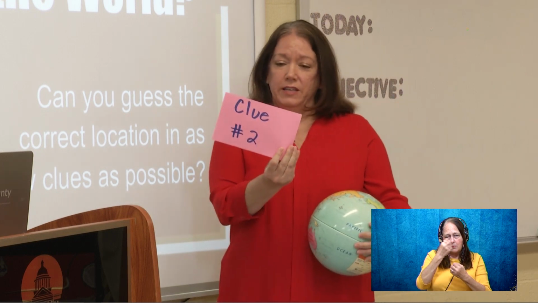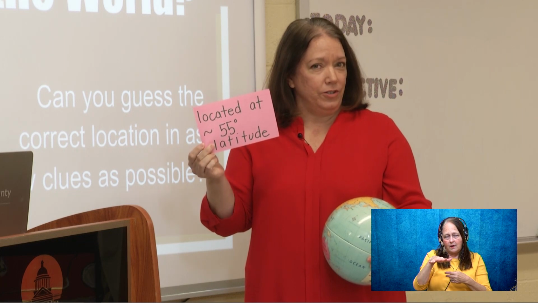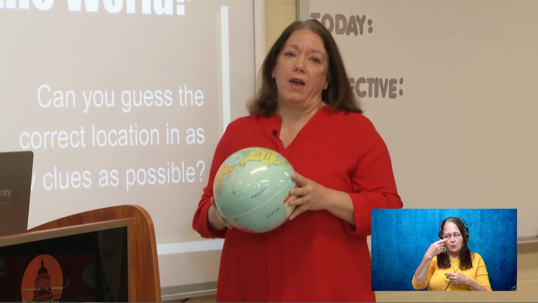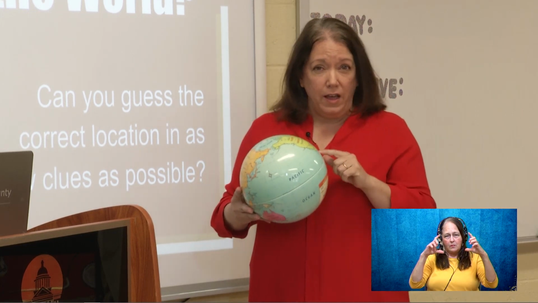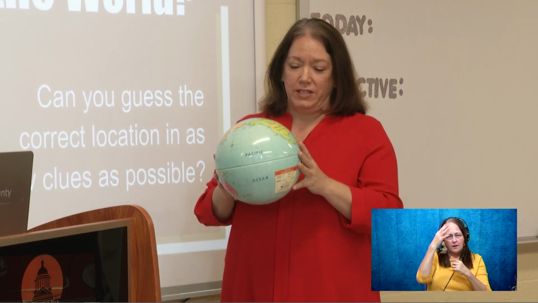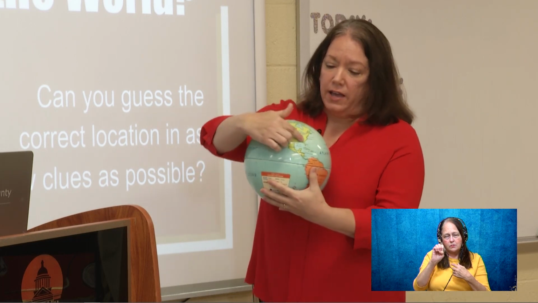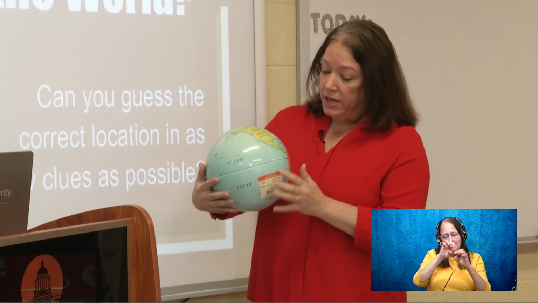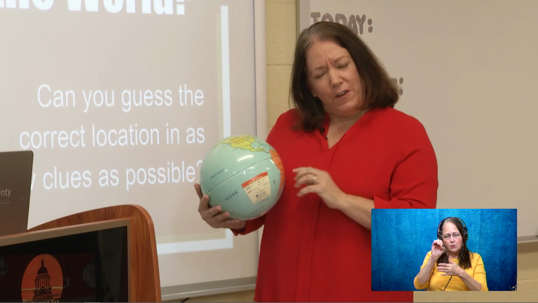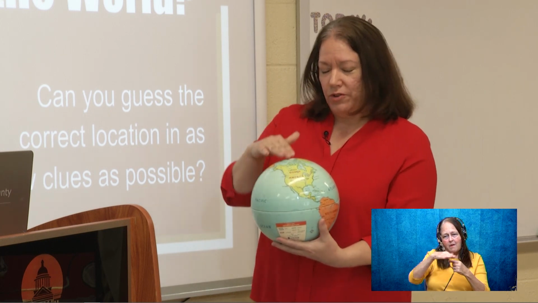Clue number 2 says it's located at 55 degrees latitude. Now, I know what some of you are thinking. If you have access to a map or a globe, then you're going to find that line of latitude and you're going to follow it around to see if you can guess what Ms. Vandenbosch is thinking. Well, first of all, let's remember what latitude is. Latitude are those lines that run parallel to the equator because we know that the equator is our main line of latitude at 0 degrees. At 55 degrees latitude, that makes it about halfway between the equator and the North Pole.